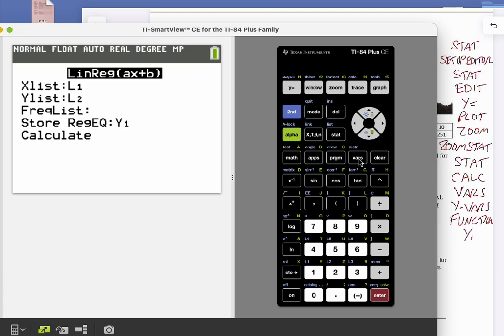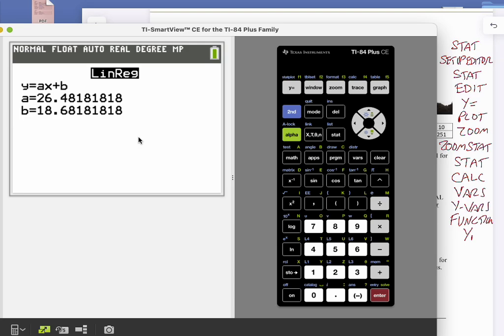y1. Now, the people who don't have this screen are going to hit those same buttons. Vars, yvars, function y1. It won't look like this, but it'll do the same thing. Then you would calculate. The people who don't have that screen, just hit enter. I'll come over and help you if you didn't get that screen. And this pops up, okay?